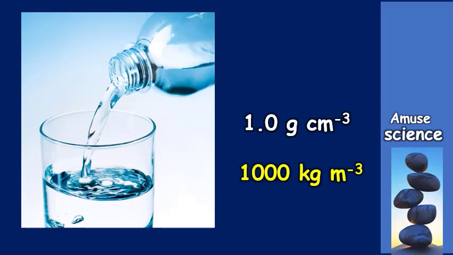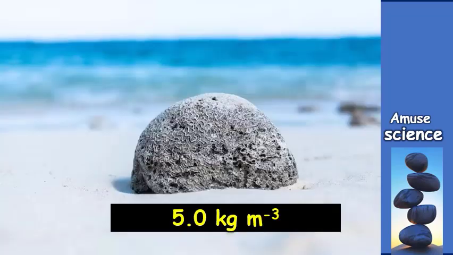For example, if we take a piece of stone and the density of that piece of stone is 5 kilograms per cubic meter, what it means is that for every 1 cubic meter of the volume of the stone, the mass or the amount of matter in that 1 cubic meter of volume is 5 kilograms. And so that is the concept of the density of an object.